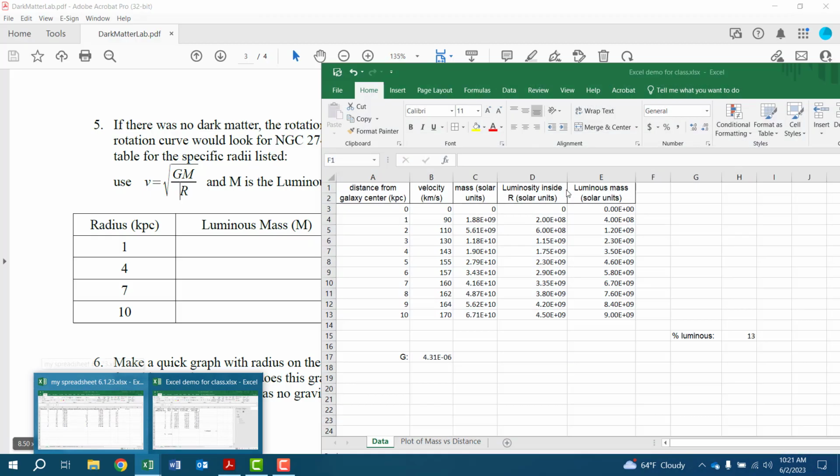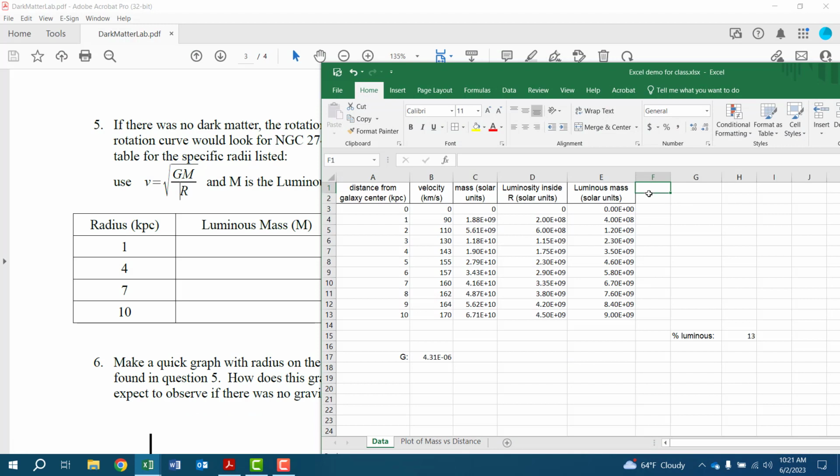V alternate. Oh, you know what? While I'm here, we'll do one more column here. We can merge, center, and I'll put percent luminous. And what I'll do is equals, I want to take the amount of mass within the orbit that's luminous and compare it to, divide by the total mass, multiply by 100 to turn that into a percentage, and then click and drag to repeat that calculation.